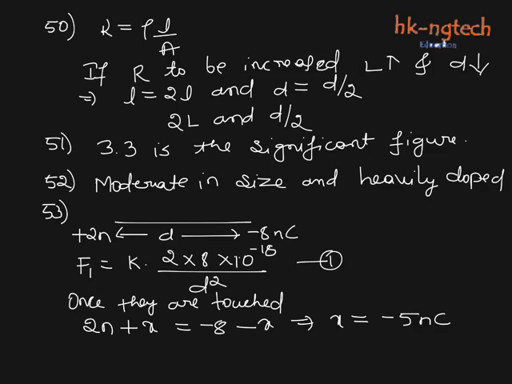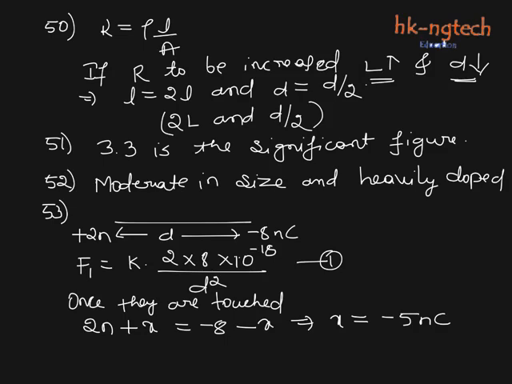Okay, so to increase the resistance, there must be an increase in the length of the wire, so L must be increased, and in the denominator the area is pi d square, so d must be decreased. Out of the given options, 2L and d by 2 satisfy this, so obviously they are the answer for that.